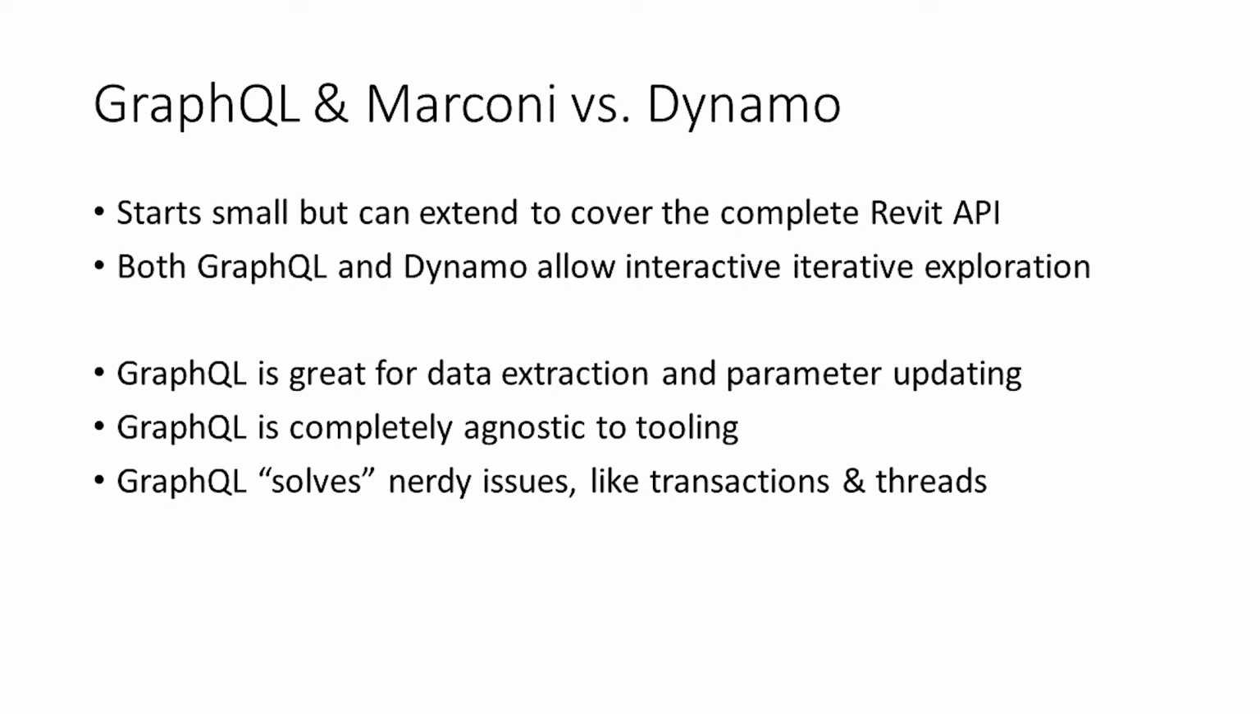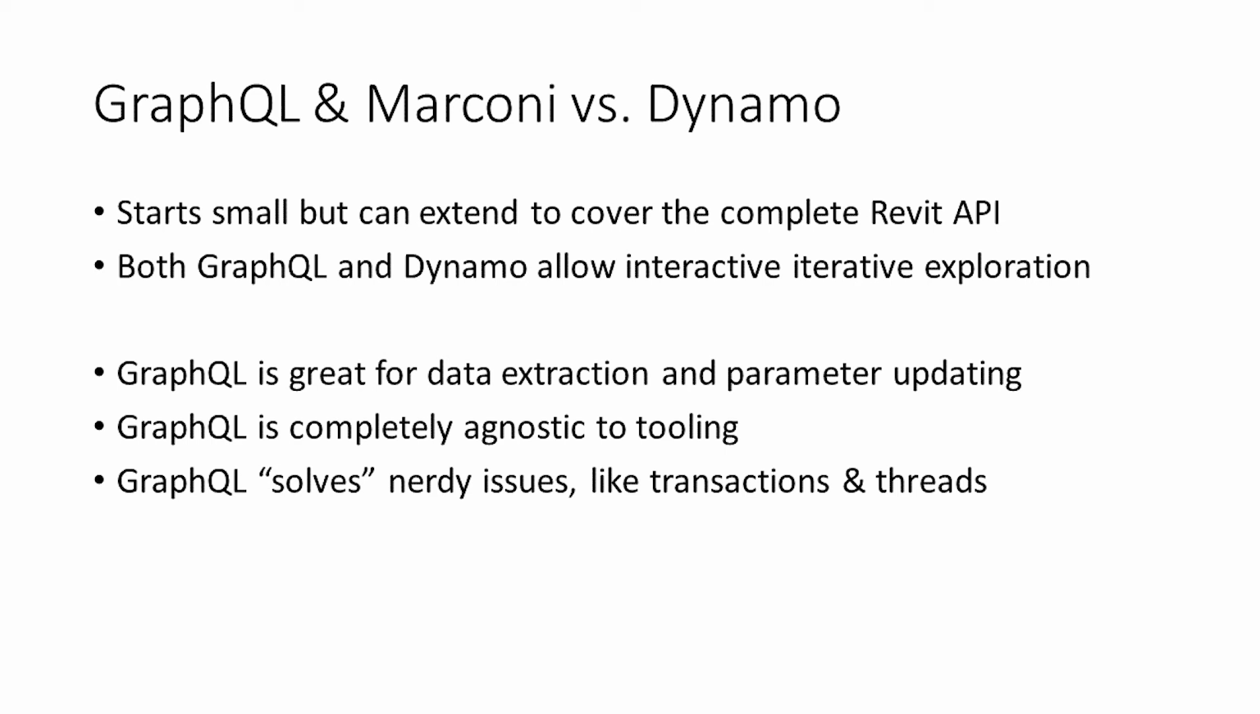GraphQL versus Marconi. No, GraphQL and Marconi versus Dynamo. I think it's a little like when Ian started Dynamo like 10 years ago, and he was like, oh, this is the stuff. We can have nodes and we can make graphs. By the way, Dynamos are graphs and grasshoppers, right? And then nobody helped him to build his stuff. He had it open source, he had it on GitHub, and eventually 4 years later, Autodesk was like, oh, okay, let's do this, right? And now Dynamo is fantastic. There's so much stuff you can do with Dynamo, because it basically starts small, but can extend to cover the complete Revit API, right? So one use case at a time, that's my approach here.